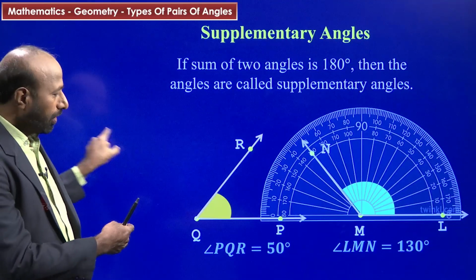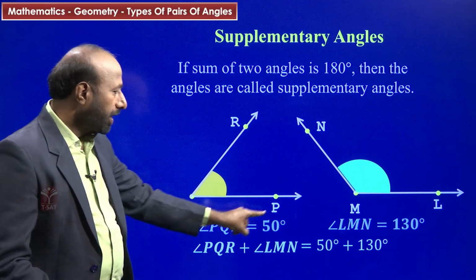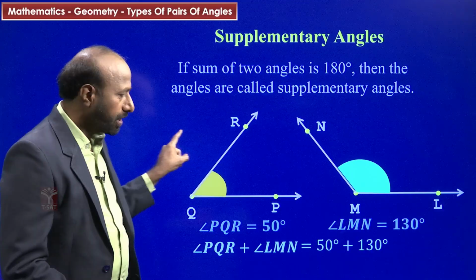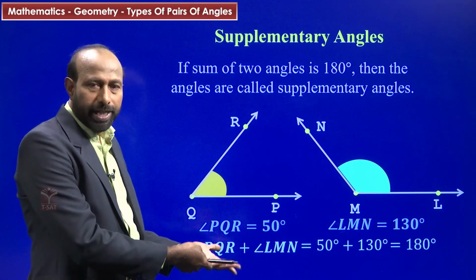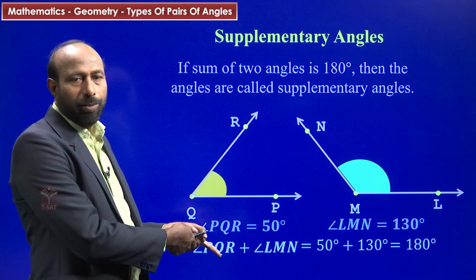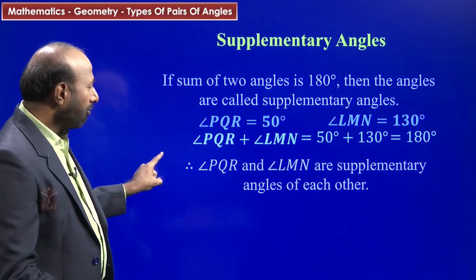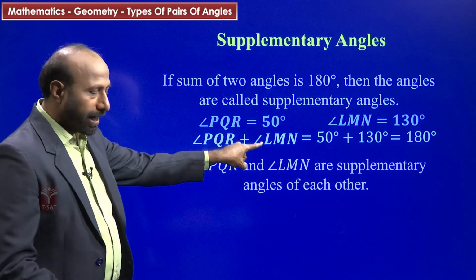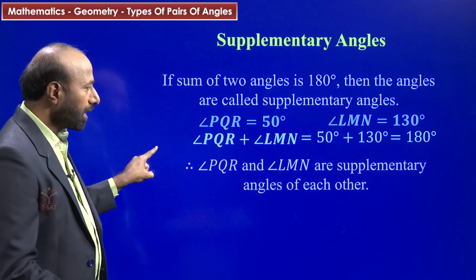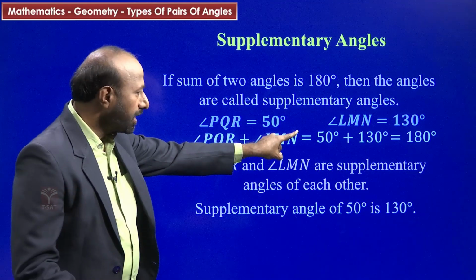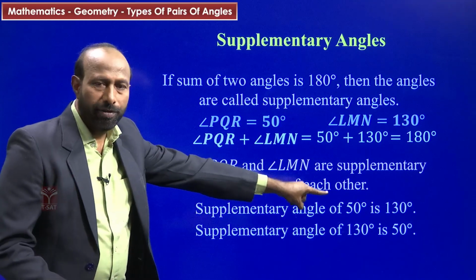And we know the sum of angle PQR and angle LMN is 50 degrees plus 130 degrees, which is equal to 180 degrees. As the sum of these two angles is 180 degrees, the two angles are said to be supplementary angles. That is, the supplementary angle of PQR is angle LMN and the supplementary angle of angle LMN is angle PQR. That is, the supplementary angle of 50 degrees is 130 degrees and the supplementary angle of 130 degrees is 50 degrees.